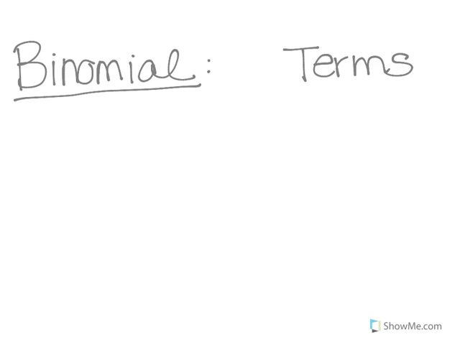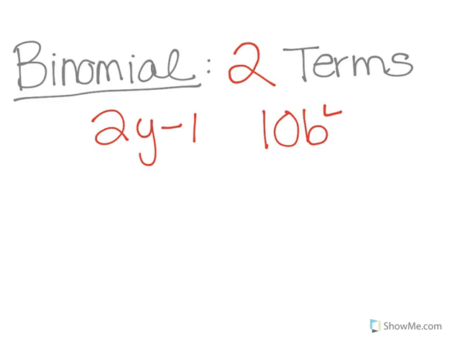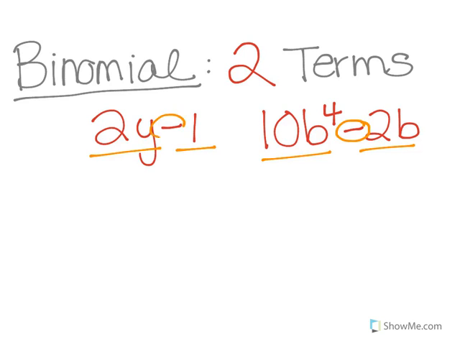A binomial then is two terms. So that would be like 2y minus 1. That's a binomial. Or you could have 10b to the fourth minus 2b. So this is two monomials put together by an addition or even subtraction sign.